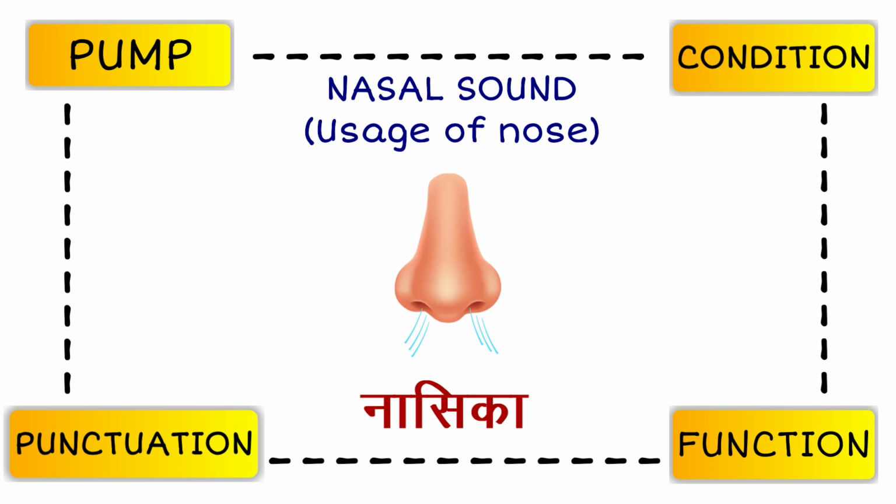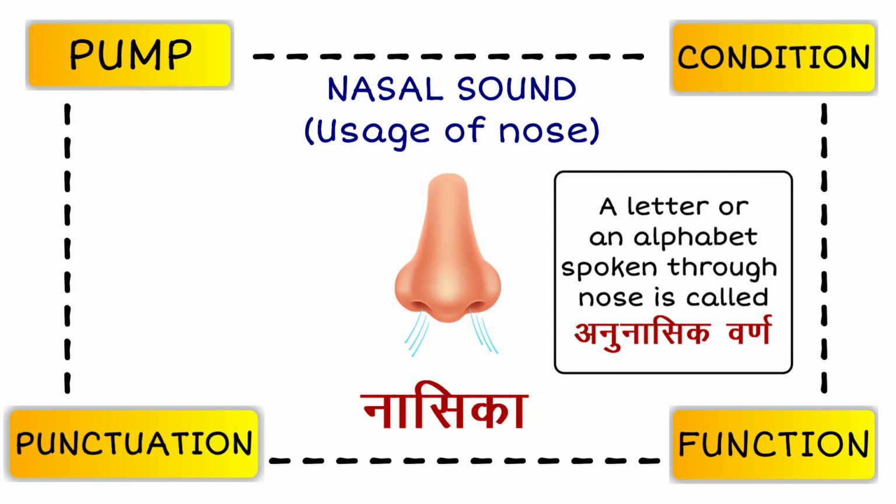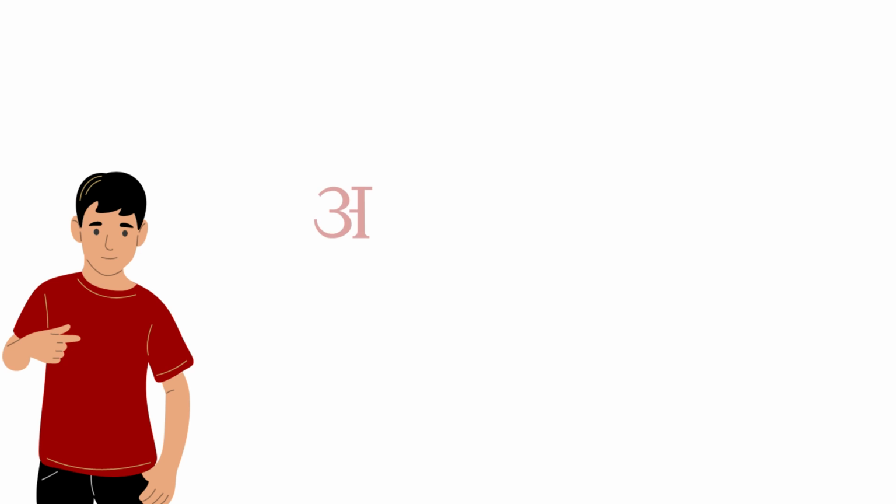Nose is nasika in Sanskritam, and a letter or an alphabet spoken through the nose, that is nasika, is called Anunasik Varna, that is, the nasal alphabet. That means an alphabet spoken with the help of the nose. There are many such alphabets, but we will simply check the basic and common one first.